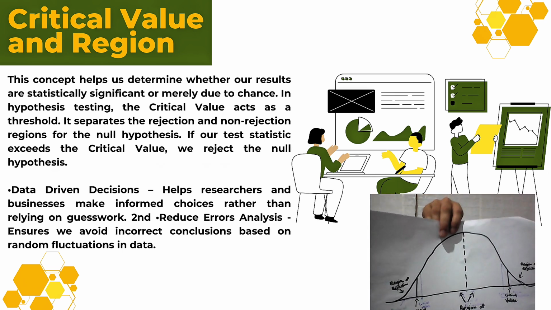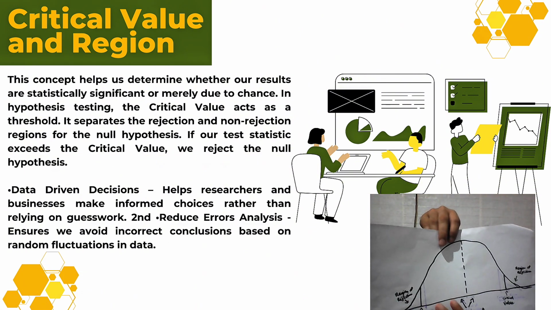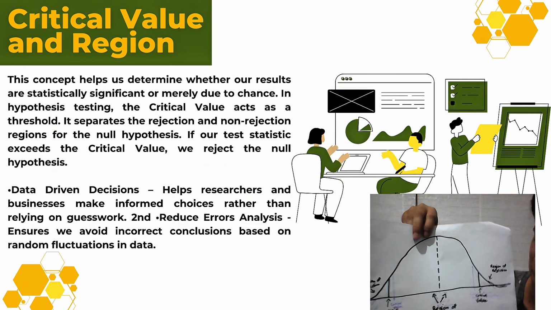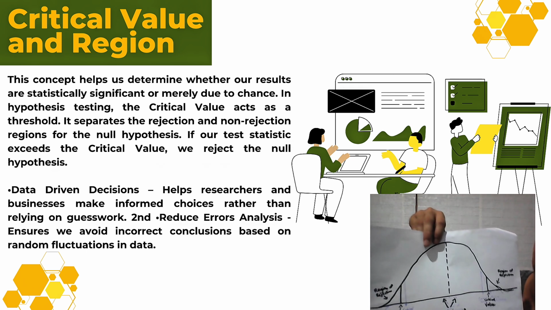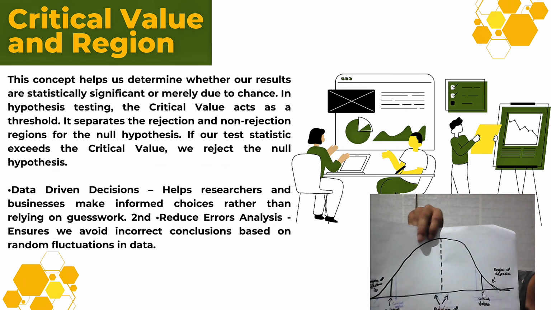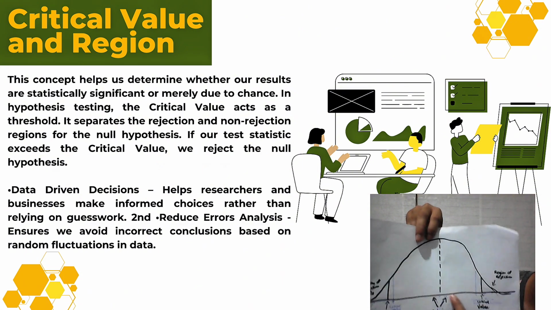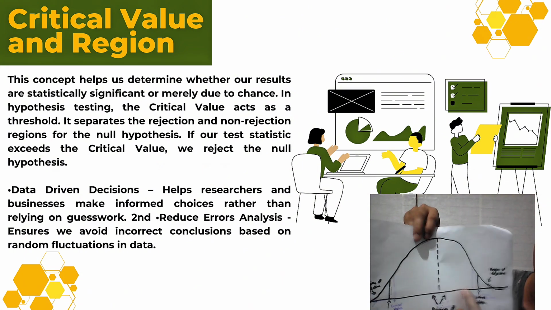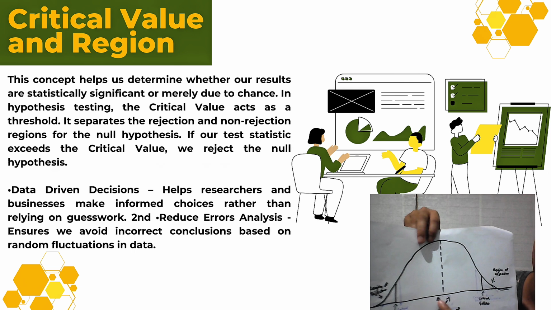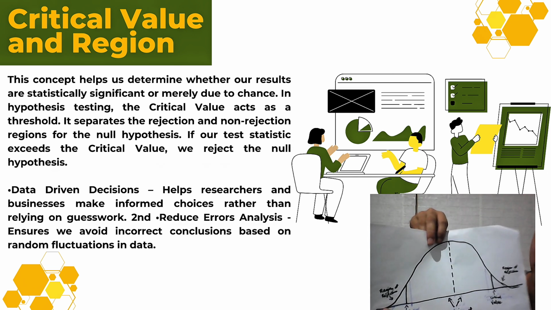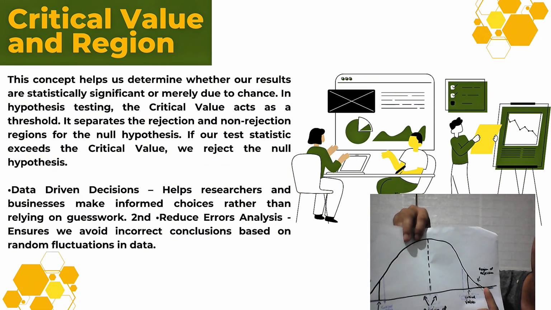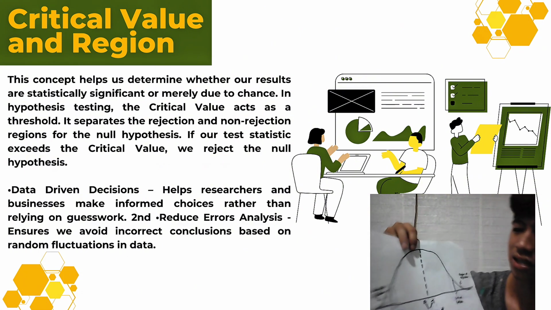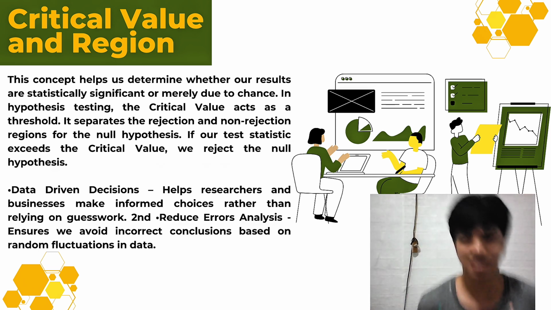For the region of non-rejection, let's say the critical value is 50, like the example earlier. What's inside the region of non-rejection is the numbers 49.9 to 49.5, and the numbers in the region of rejection are either 30 or above 50, like 60 or 70. Okay, that's all. Thank you.